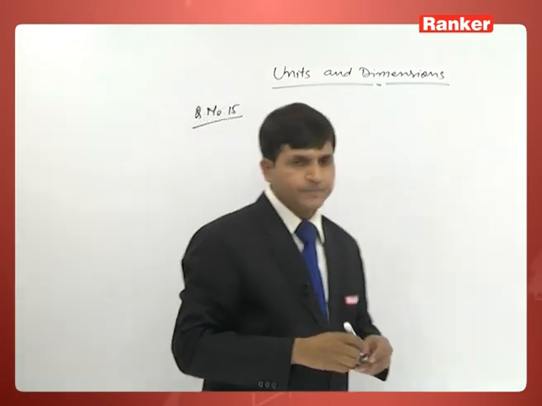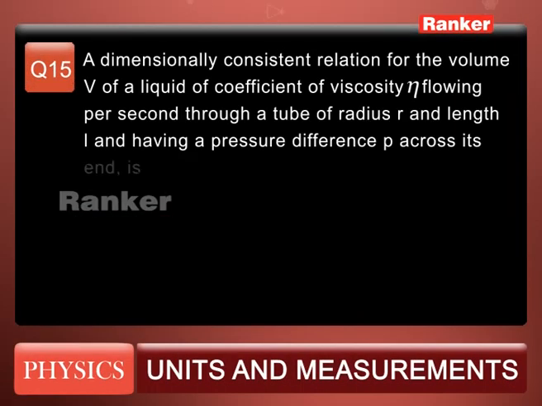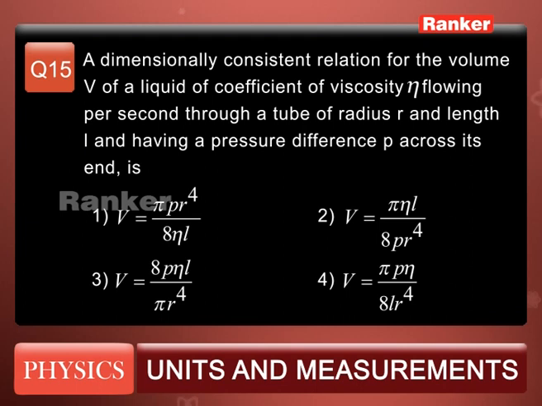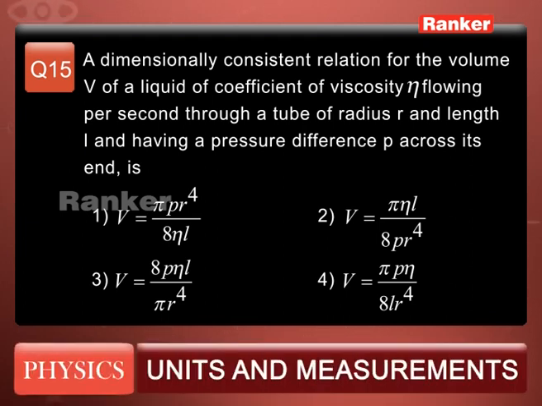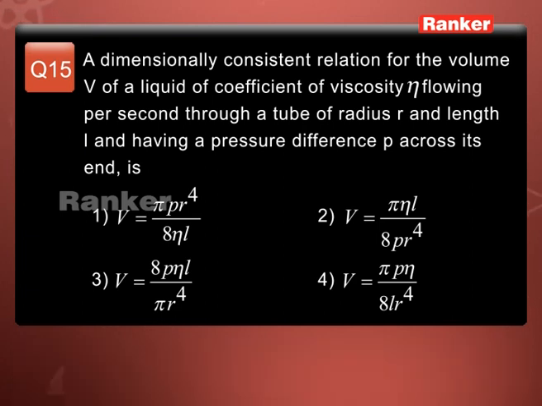Question number 15. Question number 15 is a dimensionally consistent relation for the volume V of a liquid of coefficient of viscosity eta flowing per second through a tube of radius r and length L and having a pressure difference P across its ends is this.